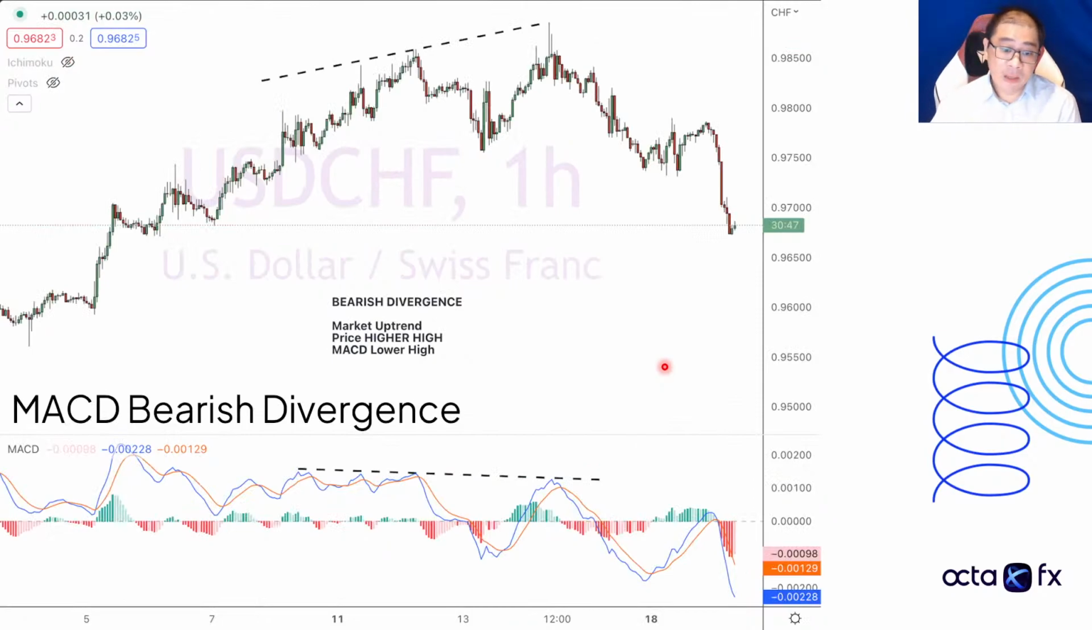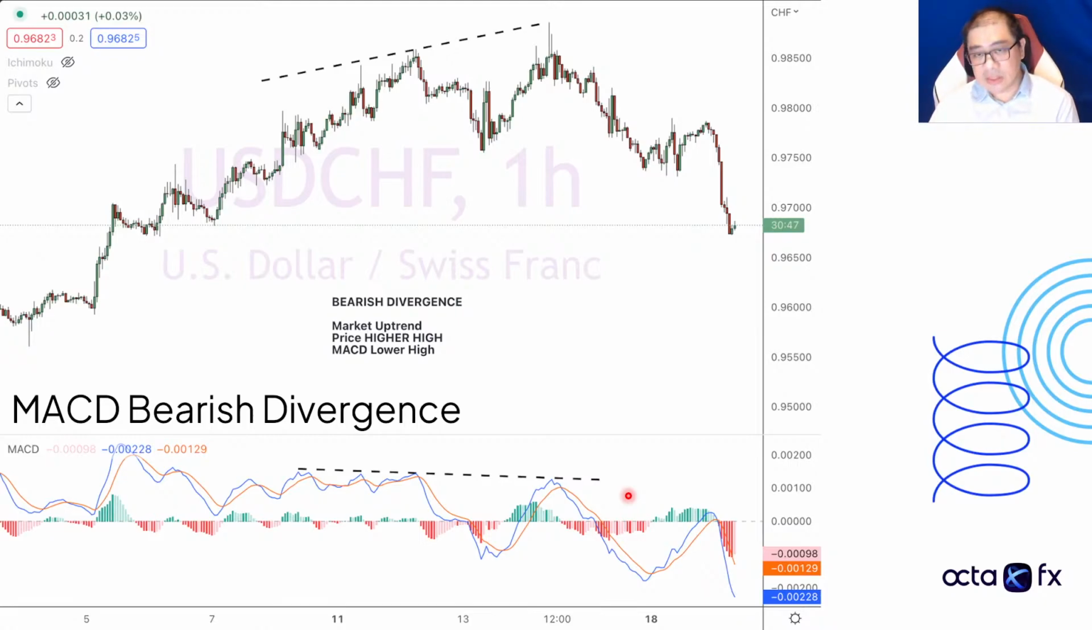MACD bearish divergence: a market is in an uptrend and continues to create a new high. Price continues to create a higher high, but the MACD starts creating a lower high. So when the market goes up and the momentum tells you otherwise, maybe you should question it, because the market is not always right. There's a lot of noise in the market.